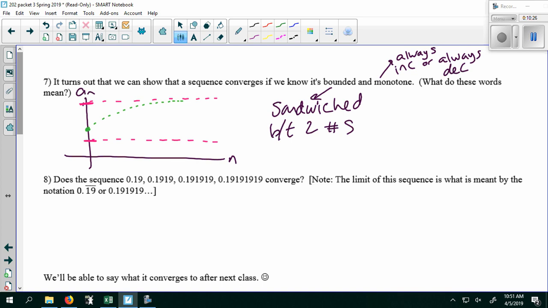All right, so let's think about the sequence 0.19. This is just a list of numbers. First number in the list is 0.19. The next number is 0.1919. Then 0.191919. Then 0.19191919. We want to decide if this converges. And the limit of this sequence, what it would converge to, is what we mean by the notation 0.19 repeating forever.